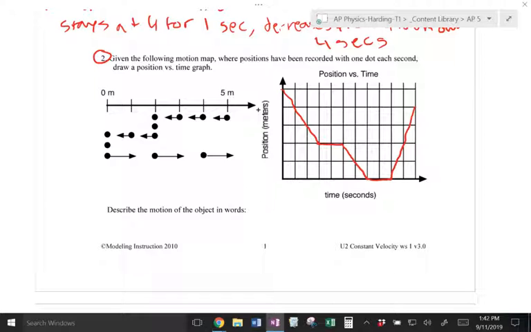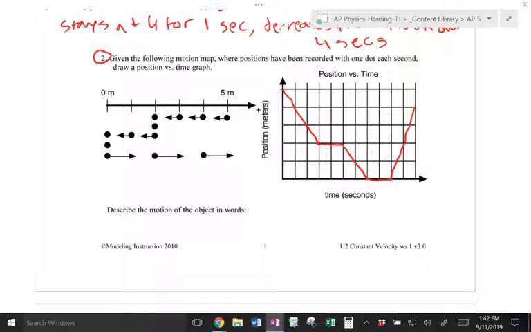Okay. Mine is not to wonder why, mine is to do or die. I don't know if it just started there. It's the bottom left corner, and then they say it went out to 5 meters and then it came back. Oh, I see. Yeah. All right.